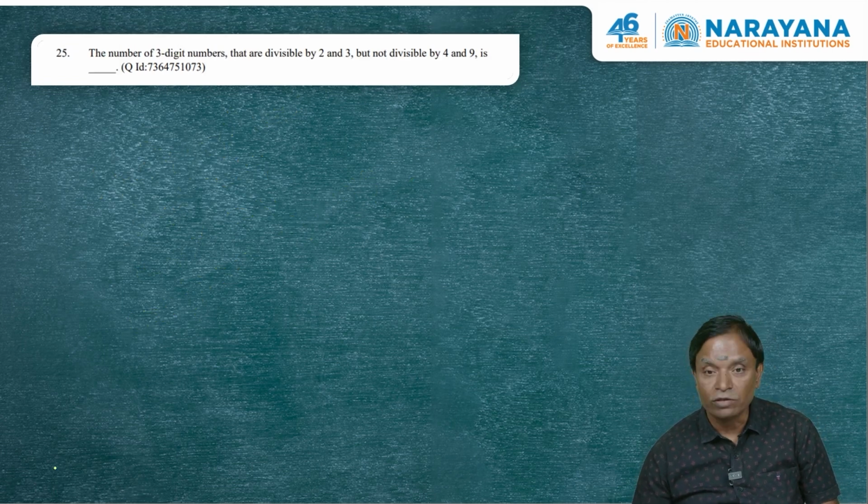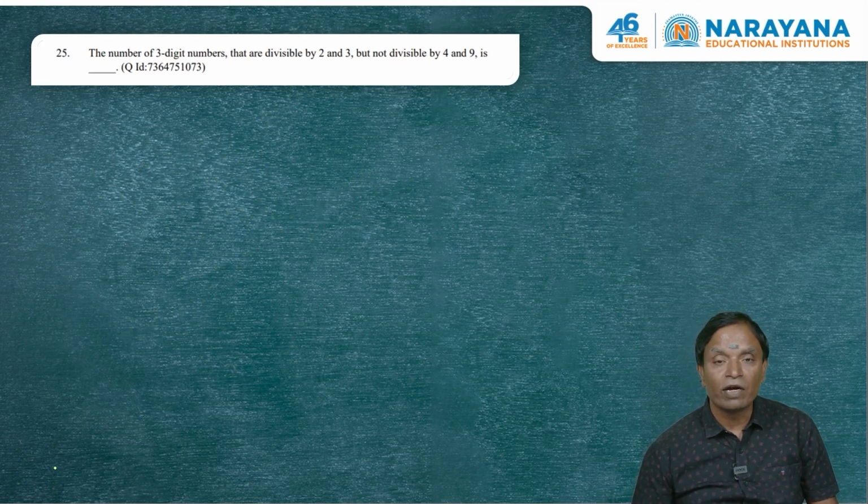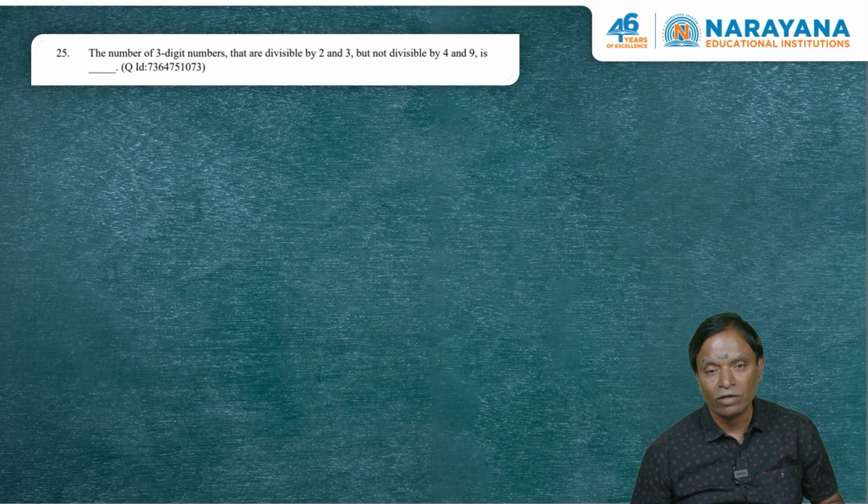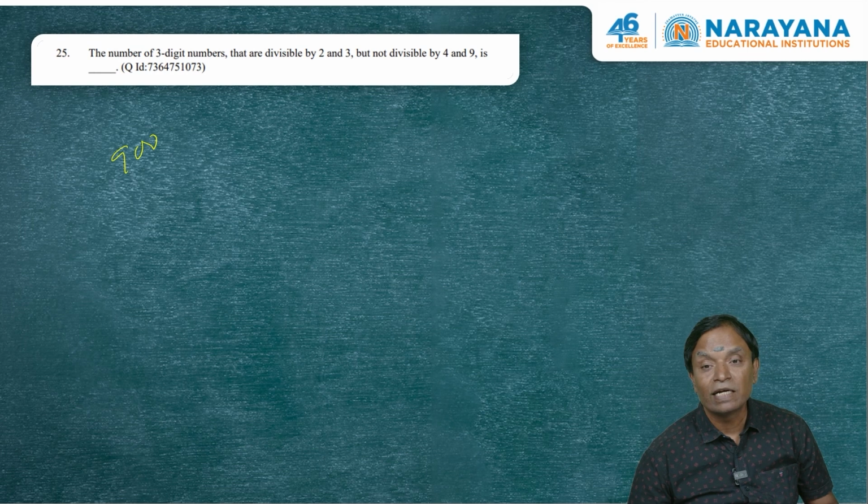Now, let us go to the last problem. Number of 3-digit numbers that are divisible by 2 and 3, but not divisible by 4 and 9. You can look at the total number of 3-digit numbers will be 900. In these numbers, the numbers that are divisible by 2 and 3 means divisible by 6 means 900 by 6, which will be 150.